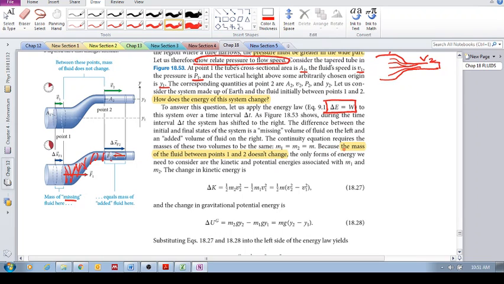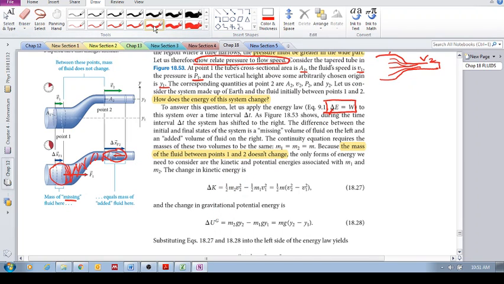So it says here, because the mass of the fluid between points 1 and 2 doesn't change, the only forms of energy we need to consider are the kinetic and potential energies associated with M1 and M2. So when we consider this change in energy, let's look at the change in kinetic energy and the change in gravitational potential energy. But it's only of these two masses because they're the only things that change.